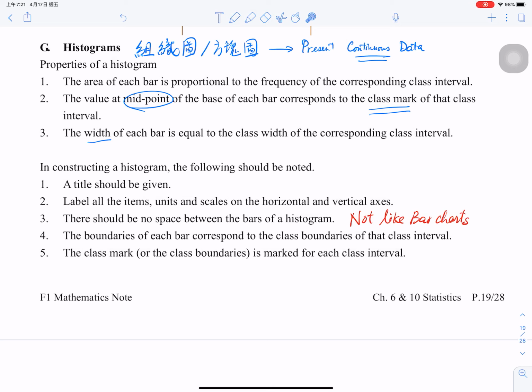Here, let's see how to draw the histogram. In constructing a histogram, the following should be noted. The first one: a title should be given. Every kind of graph or diagram, you need to write the title. Second, label all items, units, and scales on the horizontal and vertical axis, okay?